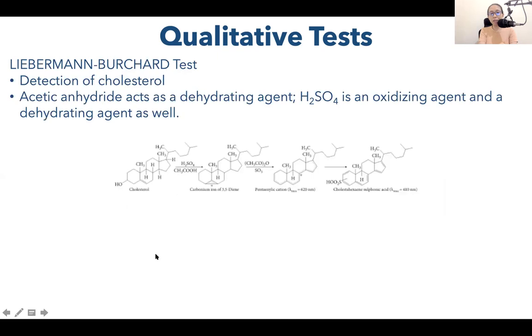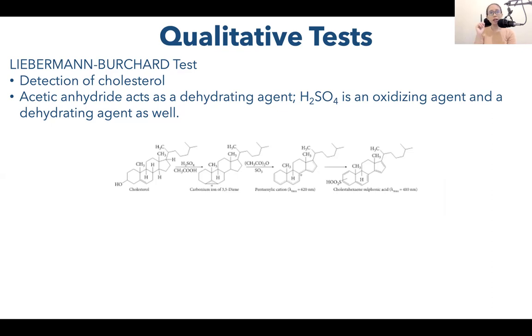And then, the Lieberman-Burchard test is to detect cholesterol. So in the experiment, theoretically, the supernatant should be positive for Lieberman-Burchard because the cholesterol is there. For this test, you have acetic anhydride and sulfuric acid. What happens is that your cholesterol undergoes a series of dehydration, so water is removed, and oxidation reactions. That's why you have a series of color changes in Lieberman-Burchard.